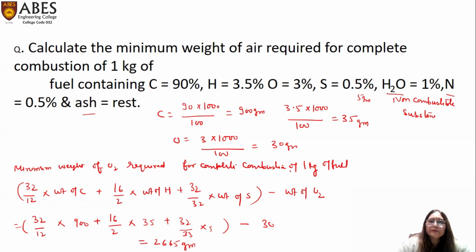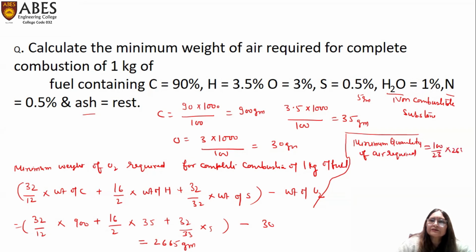According to weight, minimum quantity of air required is 100 upon 23 into 2655, and the answer is 11.5 kg. This is the answer for this numerical.